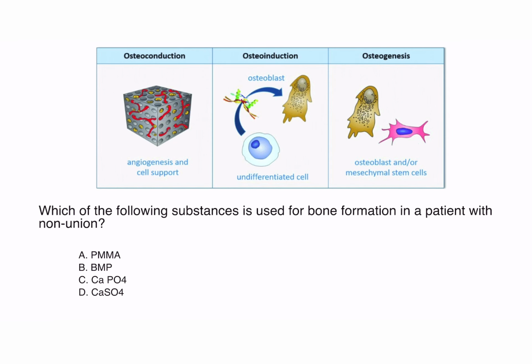Coming on to some basic orthopedic questions, from the basic science. Which of the following substances is used for bone formation in the patient with non-union? And the options were PMMA, BMP, calcium phosphate, calcium sulfate. Come on, calcium sulfate has nothing to do here.